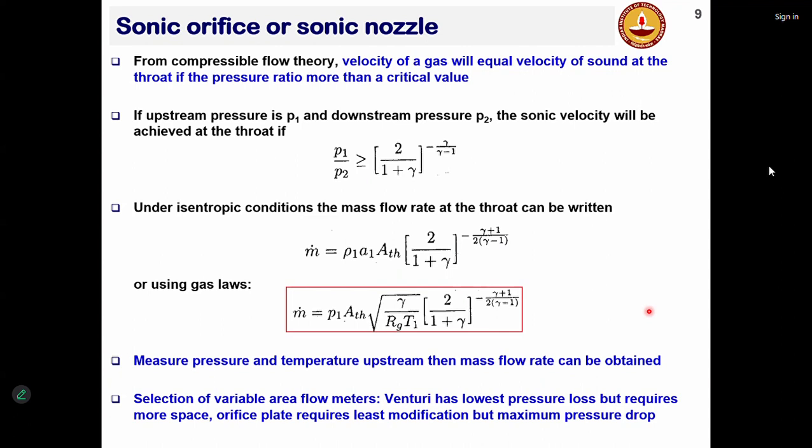Okay, sir. So when your pressure ratio becomes very large, so that the velocity matches the sonic velocity at the throat, then you can just simply use this formula and don't need to really measure the pressure upstream and downstream. You can just measure the pressure upstream and the temperature, and you are done.